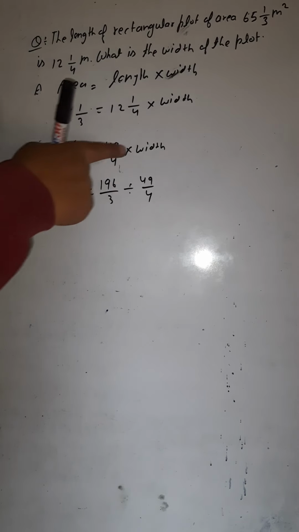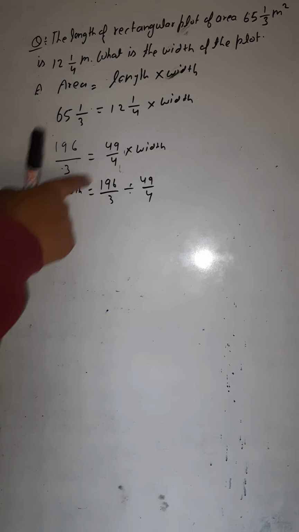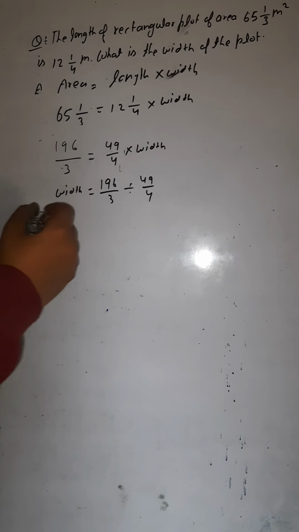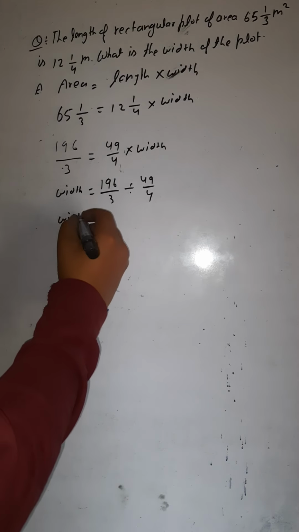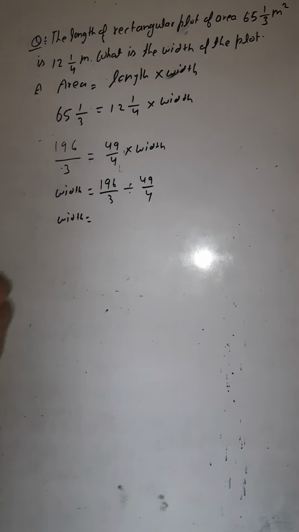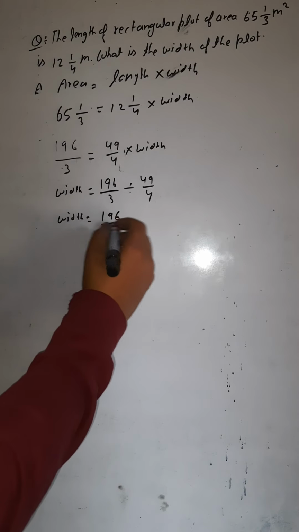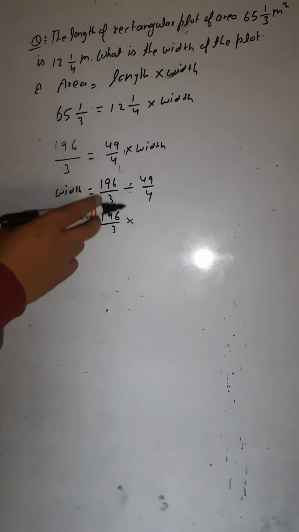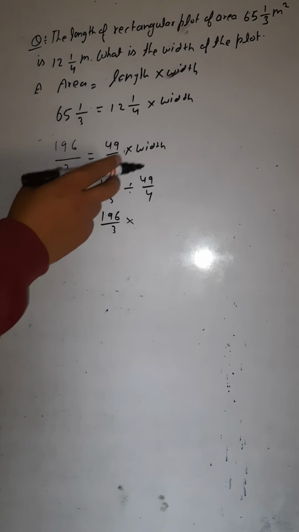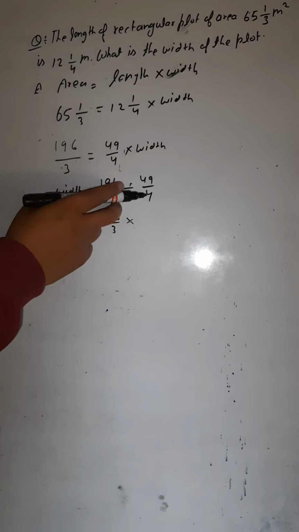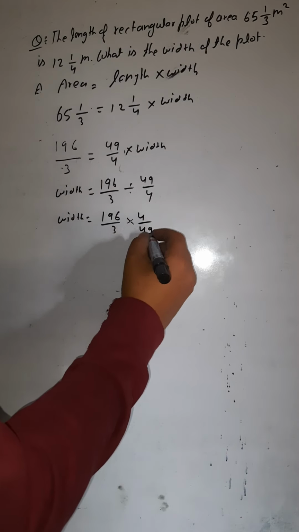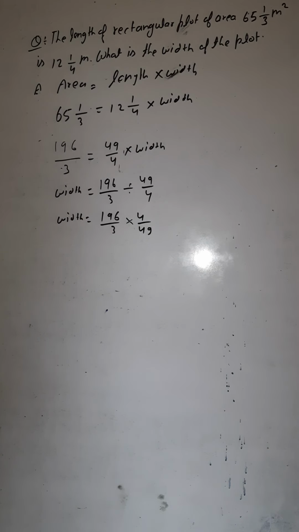Are you getting this? Because you are to find out the width. So width would be equals to this divided by this. Okay. So now you can find it from here. Width would be equals to 196 by 3. This division I can change into multiplication. If I am changing it to multiplication, then I would have to write the reciprocal of 49 by 4. It would be 4 by 49. I would reverse it. Hope you are getting this.